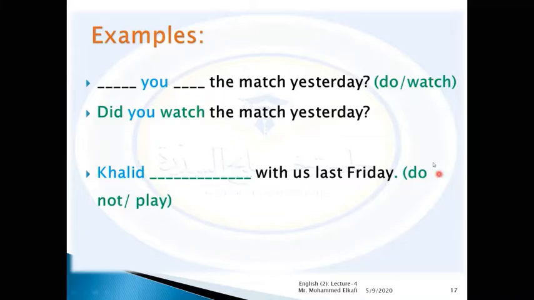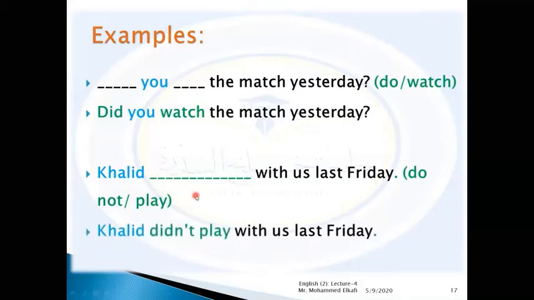But here in this form, the writer wants us to use the negative form. So since it's a past simple form, we should think of the past of do, which is did. We think of did plus not. Didn't play. Khalid didn't play with us last Friday. So this is our sentence.